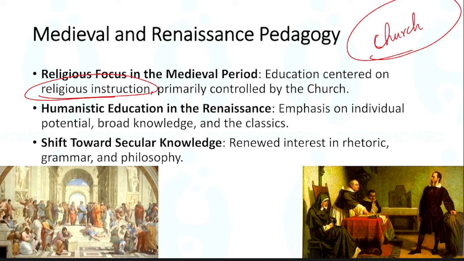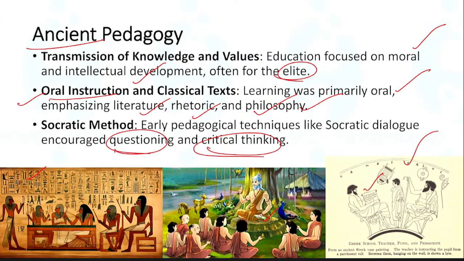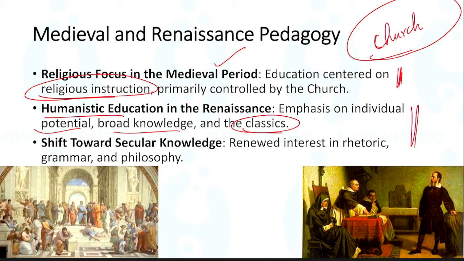Okay, then came the Renaissance period, with classical learning and humanistic education, where individual potential, broad knowledge and the classics were developed. Remember, the medieval period was mostly religious in focus, while the Renaissance brought up humanistic education, a broad-based education. In the medieval period, rhetoric, philosophy and grammar were reduced, and then in the Renaissance period they came back. All the philosophy, critical thinking and literature that was reduced in the medieval period came back in the Renaissance period.